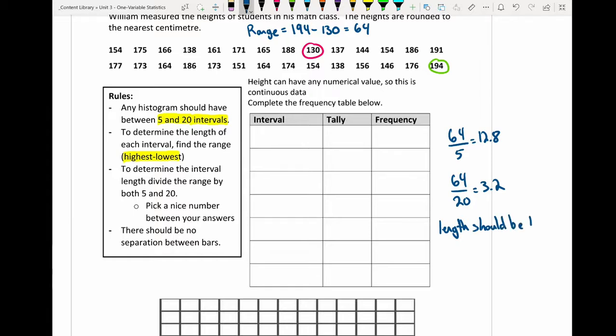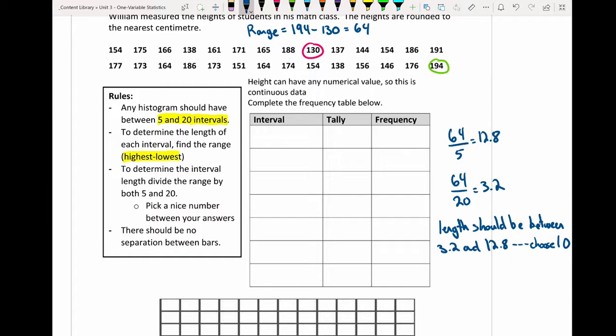So length should be between 3.2 and 12.8. What we want to do is pick a nice number in between to make it easier to count by. So I'm going to choose my interval length to be 10. 10 is a nice easy number to count by. And then the final rule: there should be no separations between the bars.